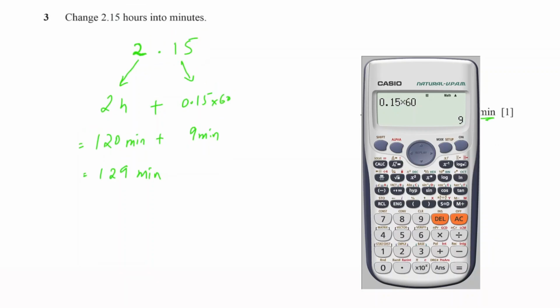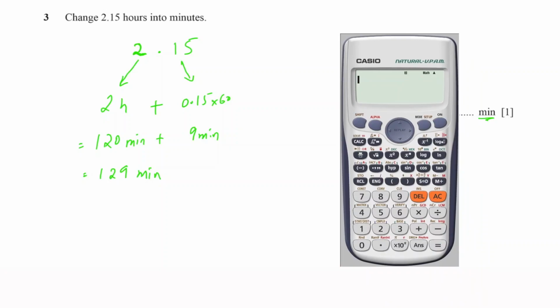Another way is very easy. I'll use the calculator itself to solve it. Just look at the calculator. I'll try to explain it to you nicely. So let's make it a little bigger.